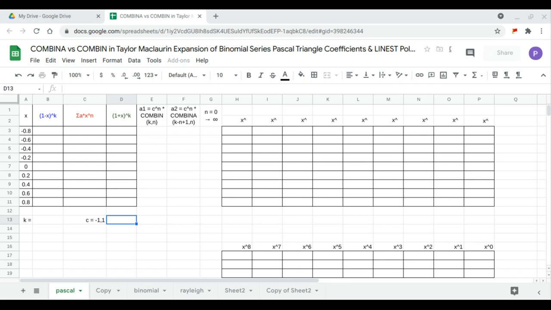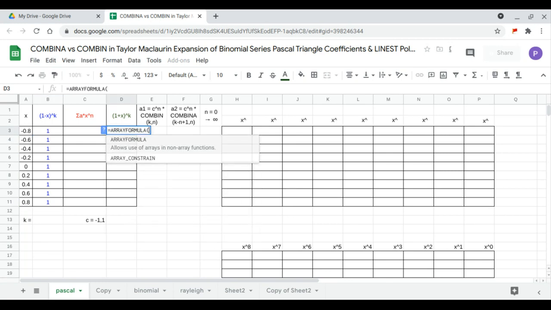In this video, we'll use COMBINA and COMBIN to generate the Taylor-Maclaurin series expansion of the binomial series Pascal triangle coefficients. We begin with 1 minus x. So this is R, the formula: the quantity 1 minus x raised to the power k. And 1 plus x. So this is R, the formula: the quantity 1 plus x raised to the power k.